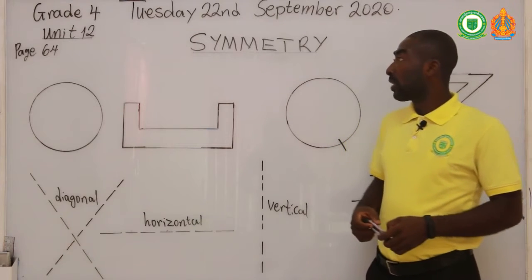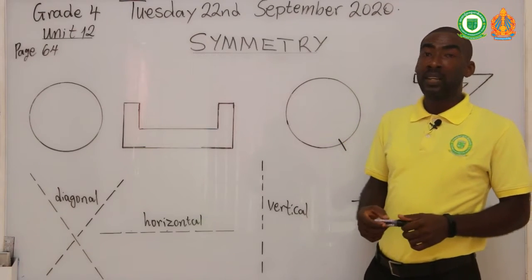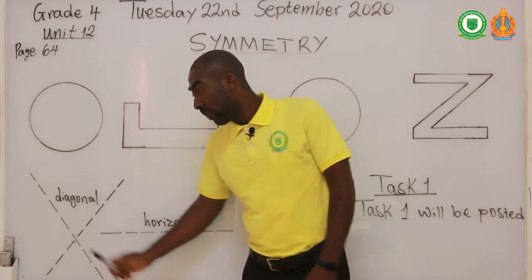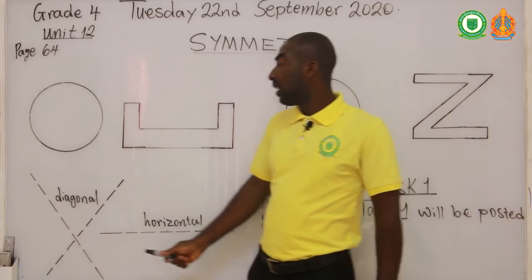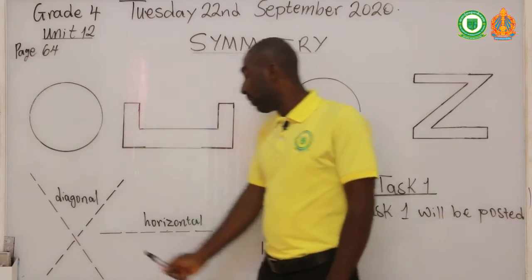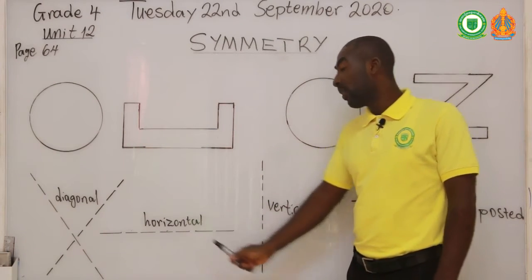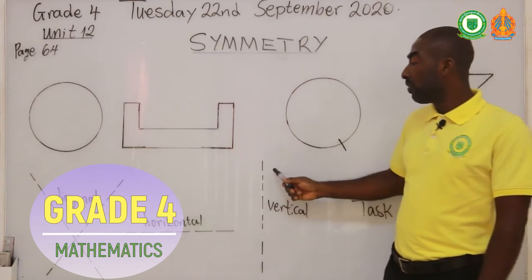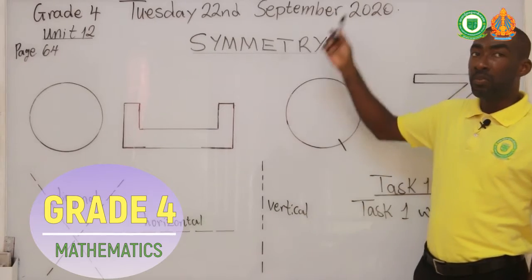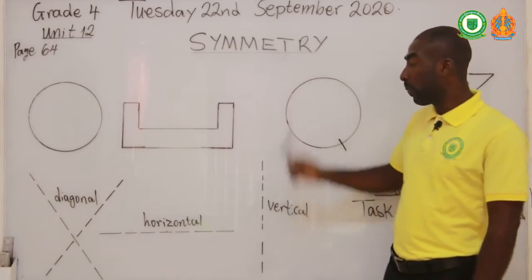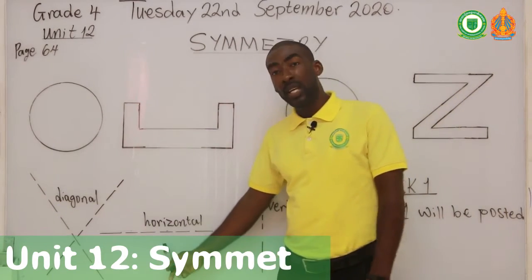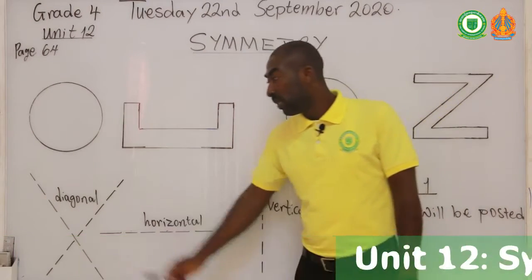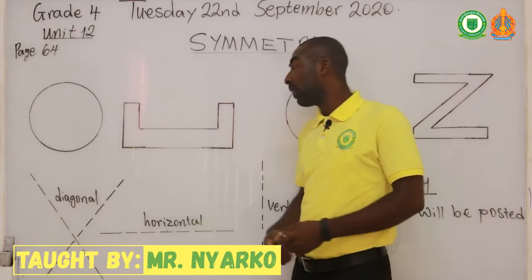Okay, so first of all, we need to understand that our line of symmetry is kind of a broken line like this. Your line of symmetry can go diagonal, horizontal, or vertical. When it is vertical, it is going from top to down or down to top. If it is horizontal, it is going from left to right or right to left, depending on the shape that you are dealing with.